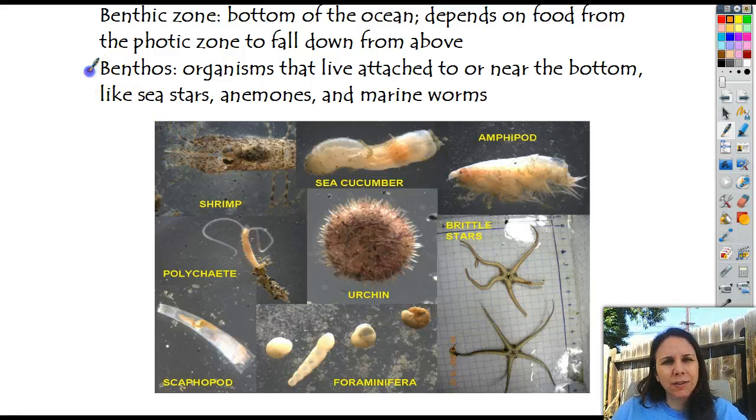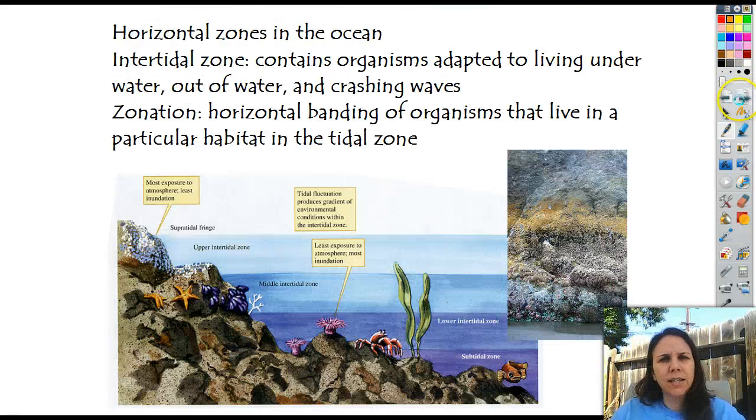The animals that live down at the bottom, we just call those benthos, not Mentos, the fresh maker, but benthos because they live on the benthic zone. These are animals that live either attached to or near the bottom of the ocean, like sea stars, anemones, and marine worms. So I found this picture showing just some common benthos that you can find down at the bottom of the ocean. All right. Now, go back. There you go.